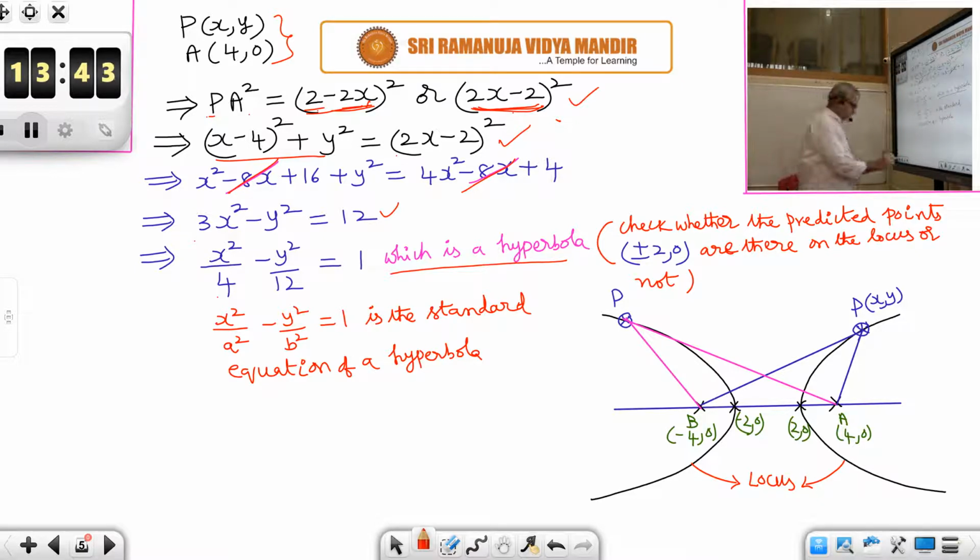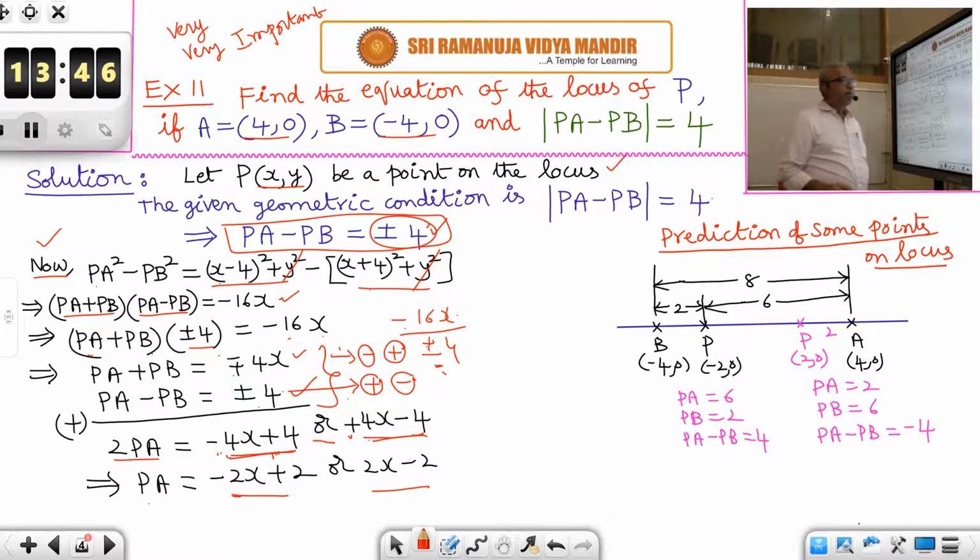Okay. So, let us go to the back page. Prediction of some points on the locus. Actually, before finding the equation of the locus, at least some individual points on the locus we can tell are there on the locus. Can you find such points? See, A is 4 comma 0, this is x-axis, because 4 comma 0 and B minus 4 comma 0 are clearly points on the x-axis. So, this line is x-axis.